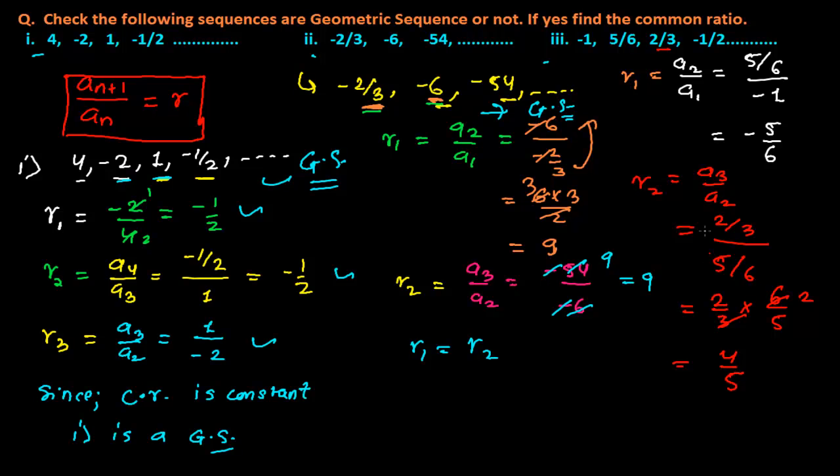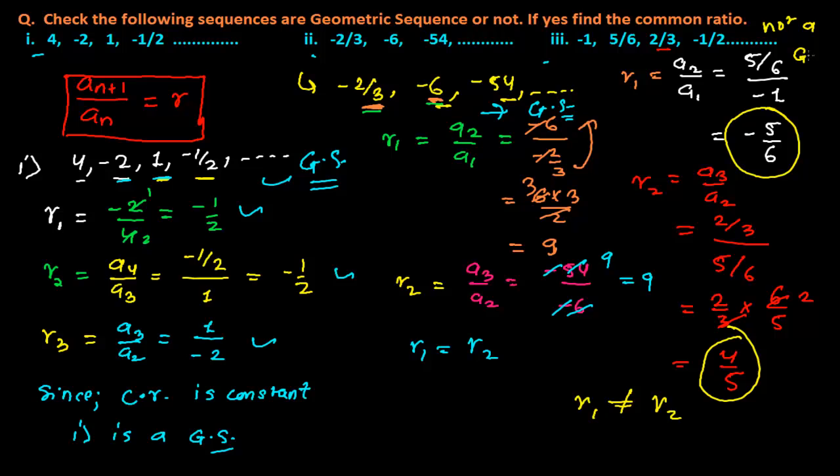Oh my god, that's bad news for us. The first common ratio is negative 5 over 6, and the second common ratio is 4 over 5. They are different. Since R1 is not equal to R2, the common ratio is not equal throughout the sequence. It simply tells us that this is not a geometric sequence. I hope that from this illustration you understand how to check whether a sequence is geometric or not.